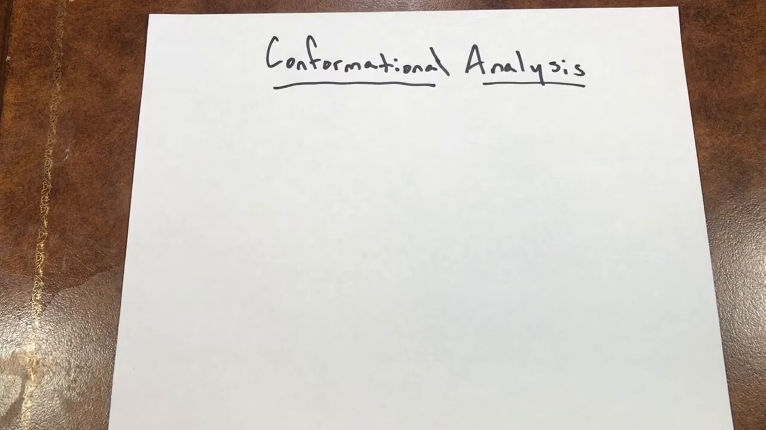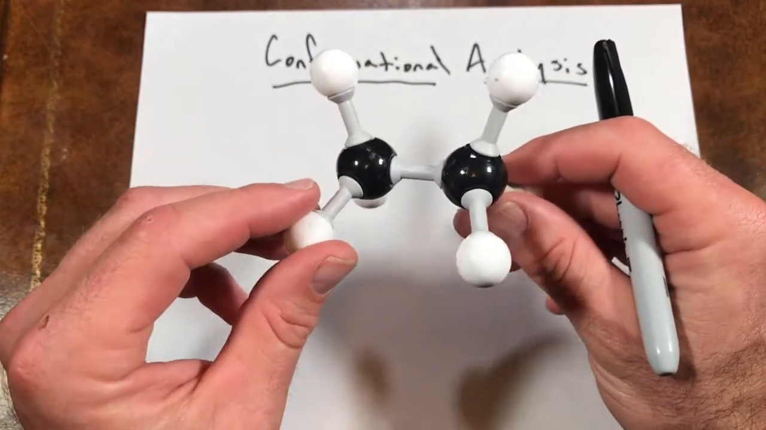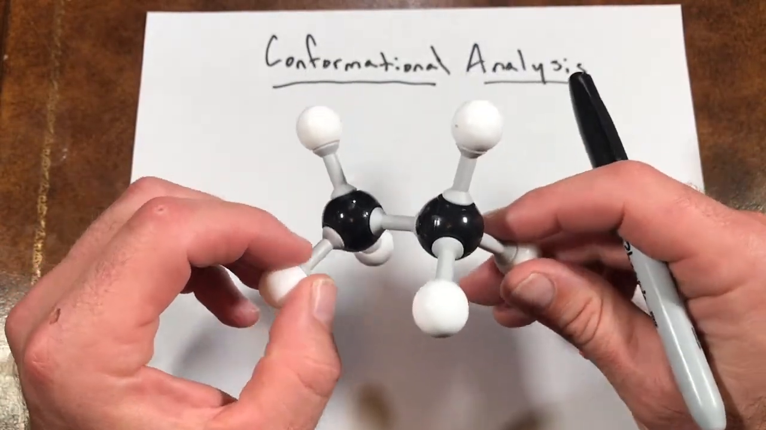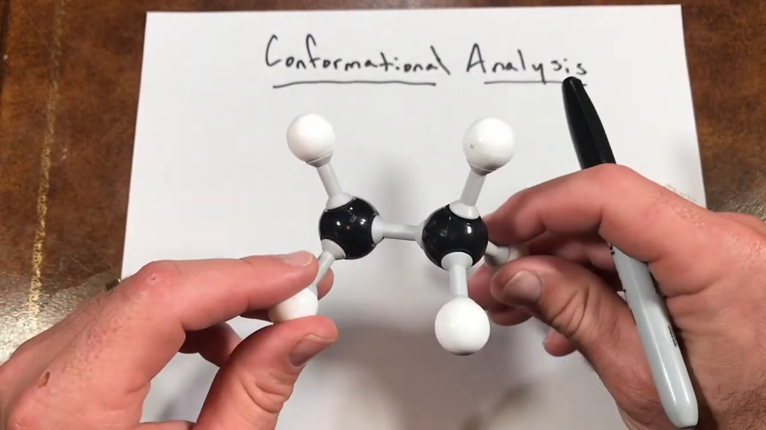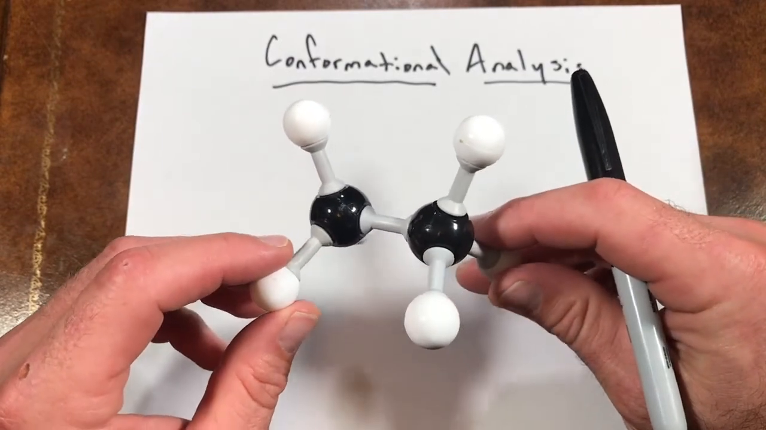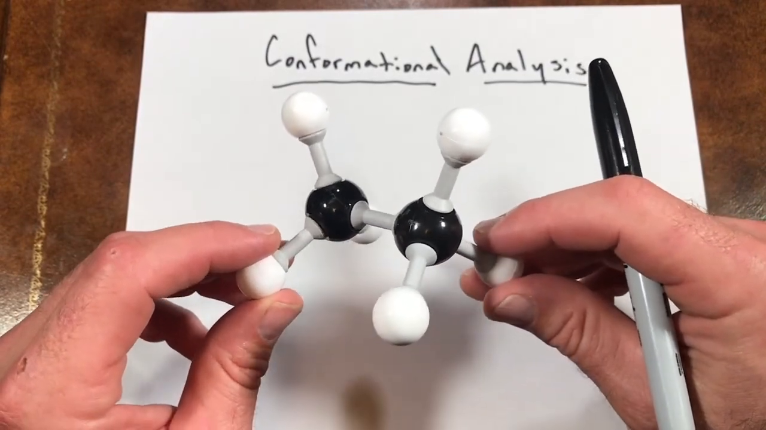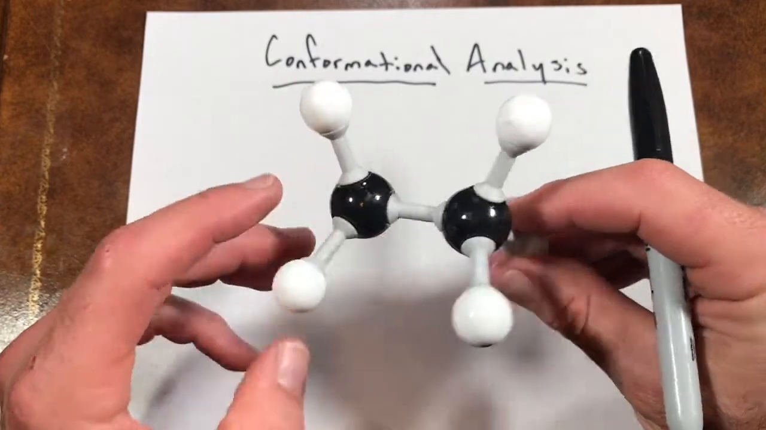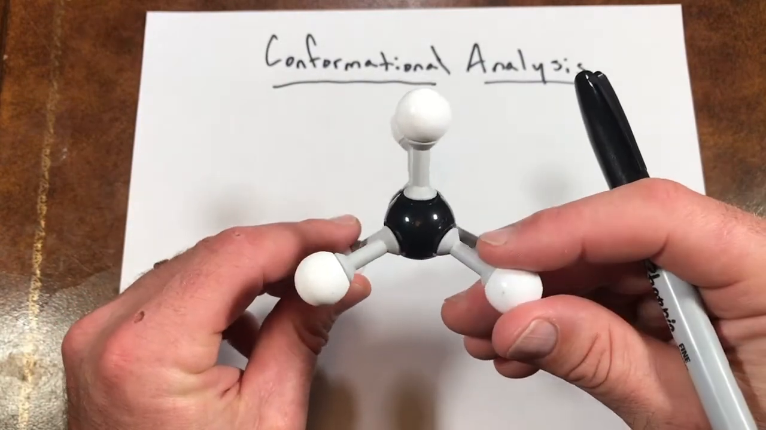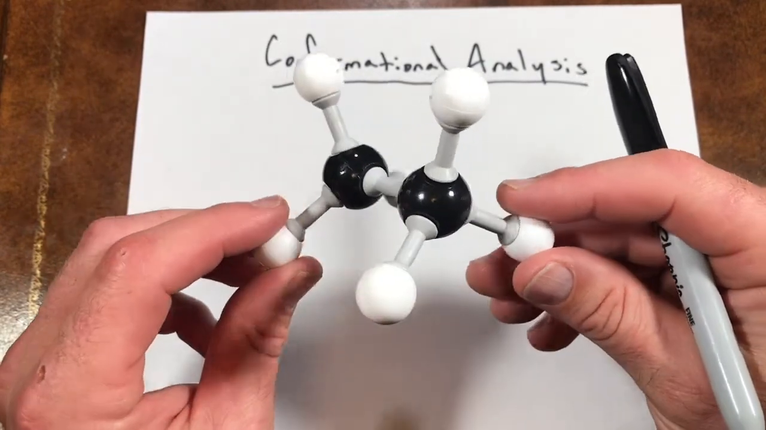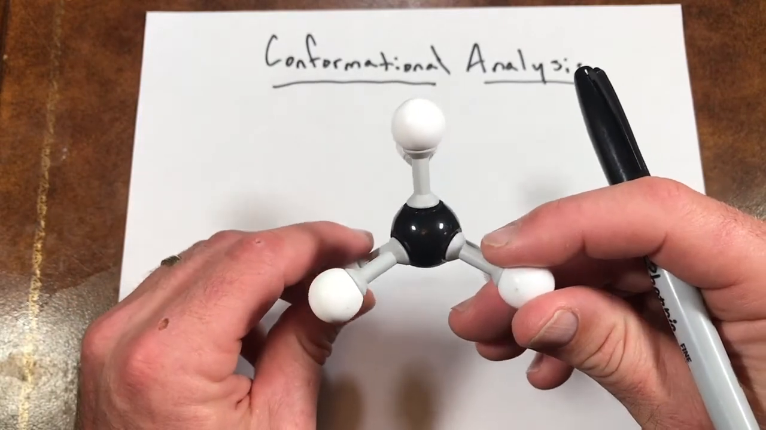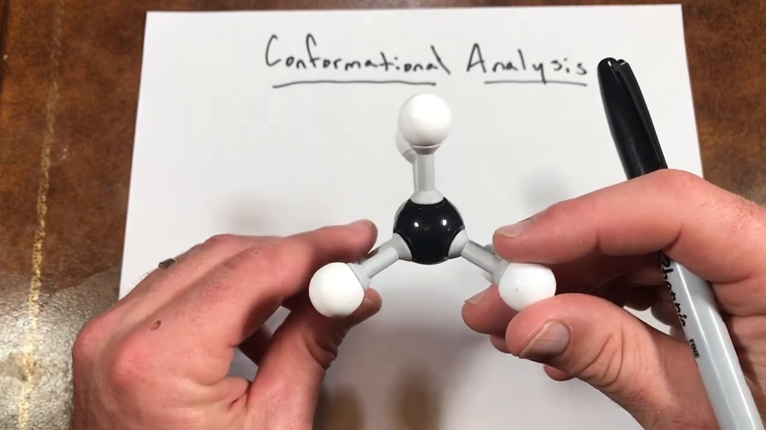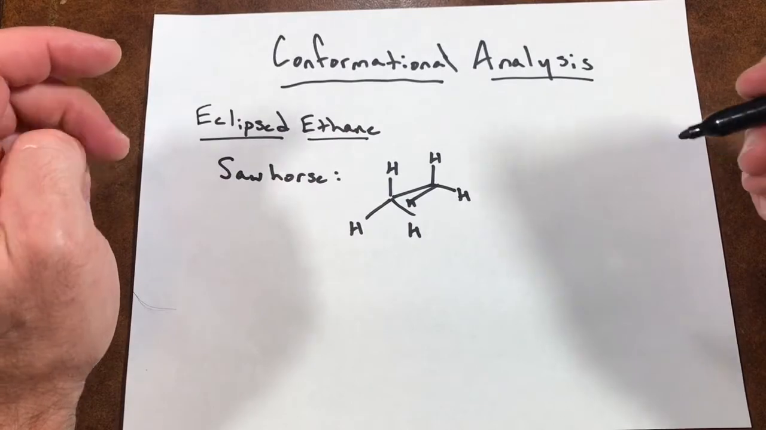What are some different ways that I can represent this with structures? Well, one is called the sawhorse way of representing ethane. This one is something we're going to use a lot more when we get to cyclohexanes, but for now you can bear with me the way that I'm going to represent this eclipsed ethane, and then we'll work to something called Newman projections that are a little bit more specific.